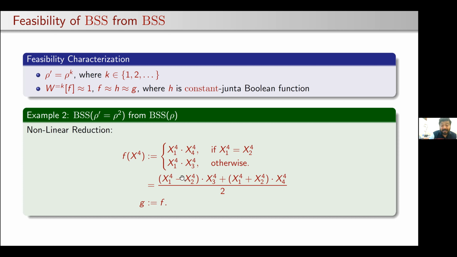This function can be algebraized as follows. So therefore, this gives us the Fourier transform of the function itself. Note that this is a homogeneous function. Each term here has degree 2. However, it's not linear because there is no one Fourier character such that its entire weight is on that particular Fourier character. And we can show that this reduction is in fact secure.